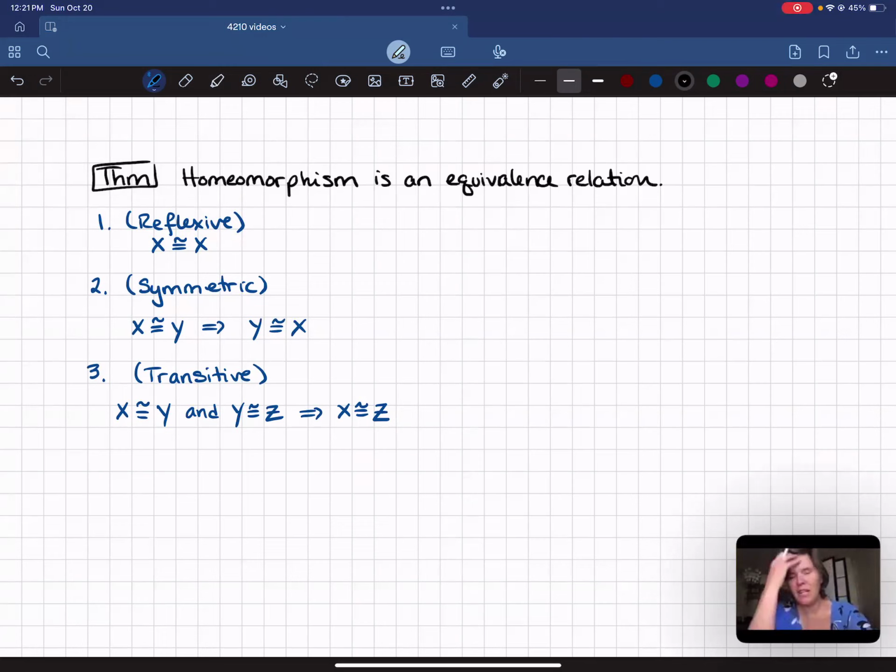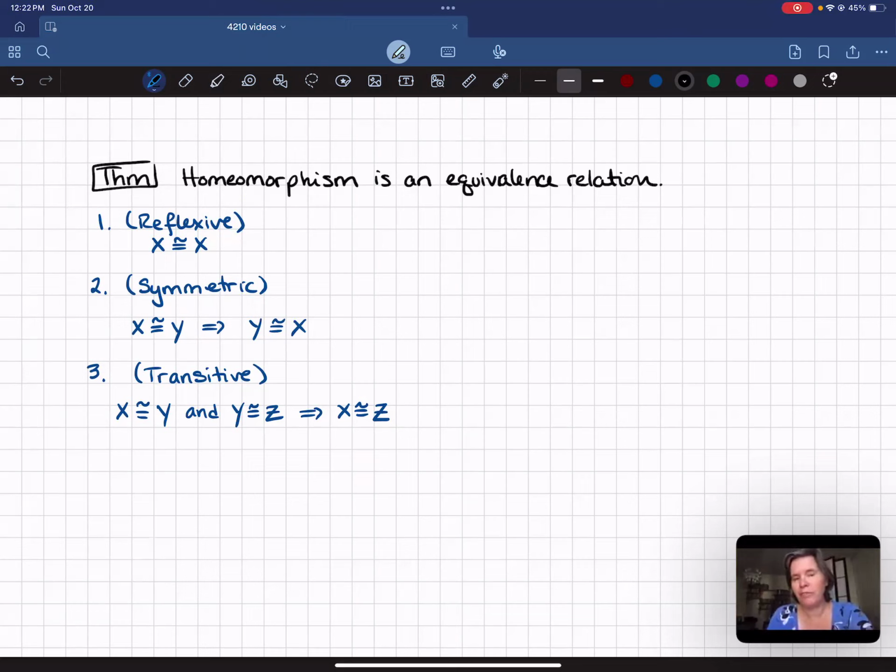It's like some way of saying that things are really the same as each other in some sense. We've already talked about the definition of an equivalence relation. If I say that homeomorphism is an equivalence relation, I'm saying that these three properties hold. First, that it's reflexive: any topological space is homeomorphic to itself. Secondly, that it's symmetric: if X is homeomorphic to Y, then Y is homeomorphic to X. And third, that it's transitive: if X is homeomorphic to Y and Y is homeomorphic to Z, then X is homeomorphic to Z.